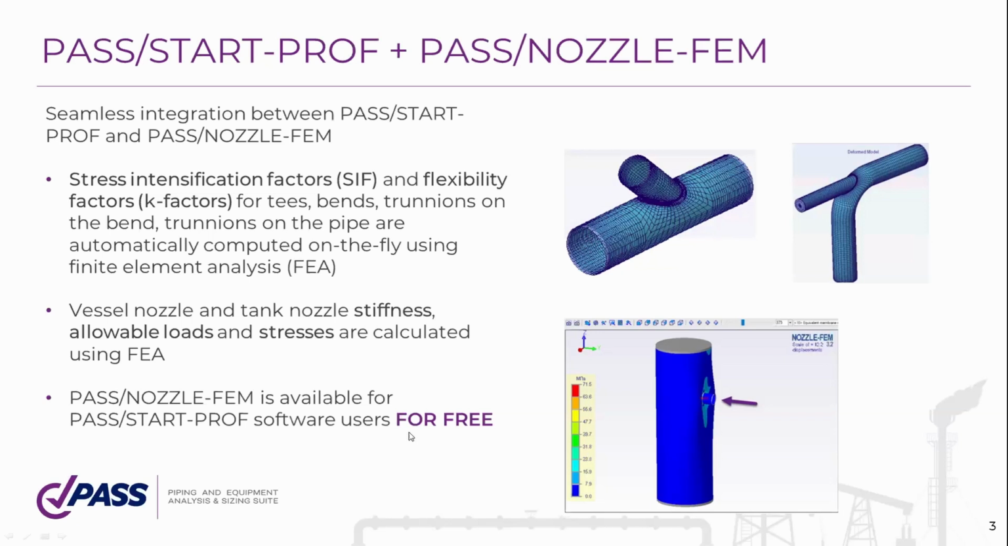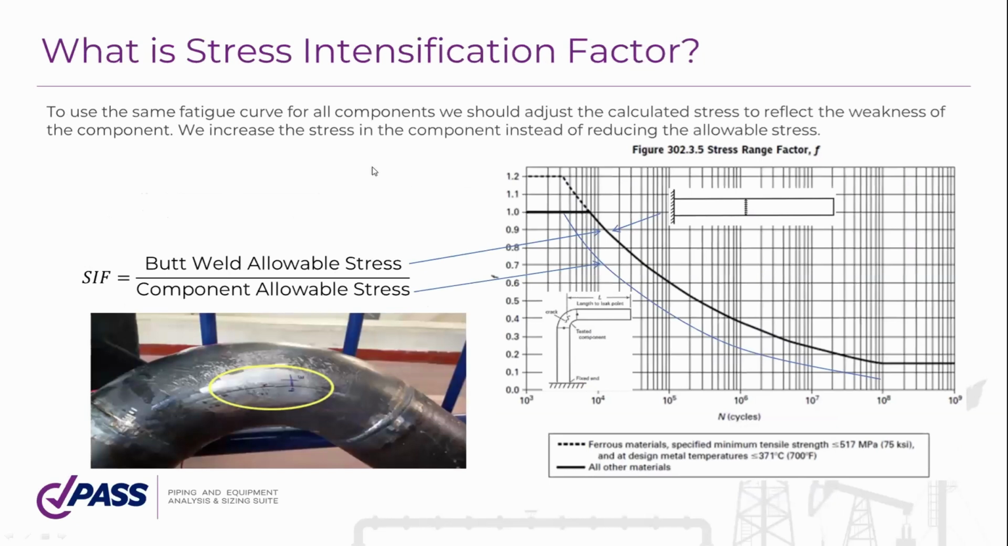It will use the same dongle as PAS-START-PROF software. Let me remind you what the stress intensification factor is. The stress intensification factor is the ratio between the allowable stresses of a straight pipe with a butt weld and the component allowable stress. For example, a bend, or it can also be a T element, reducer, trunnion, or any other element. So the stress intensification factor is the ratio between those allowable stresses.